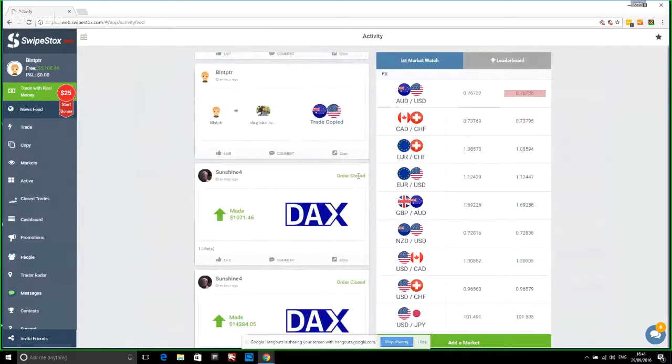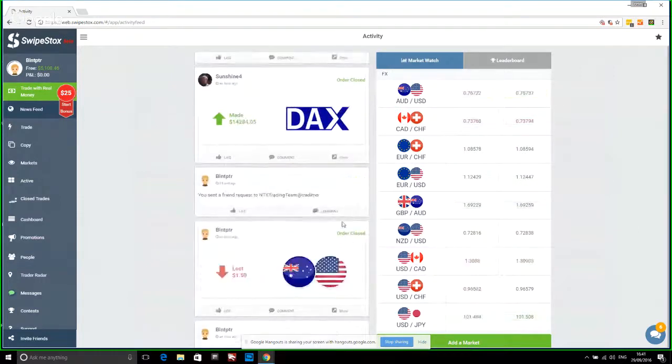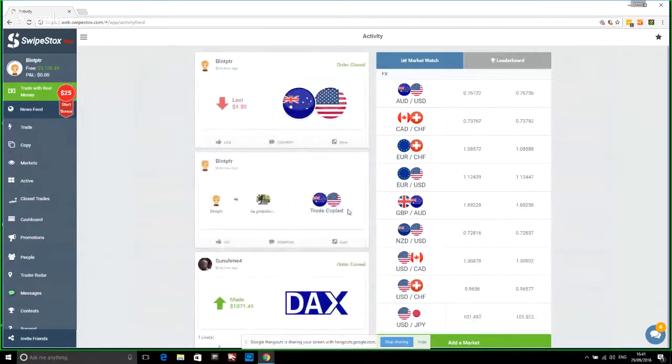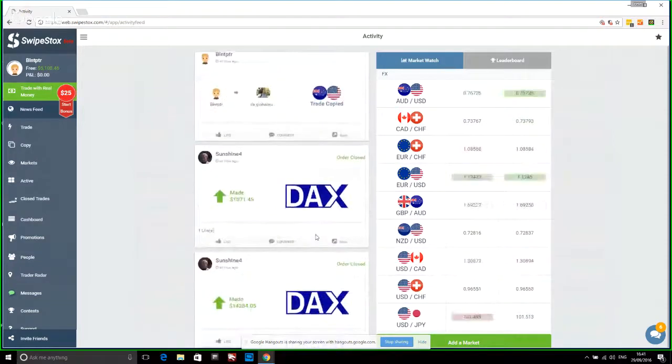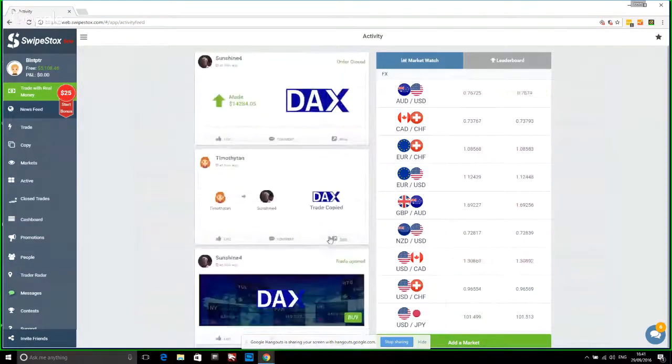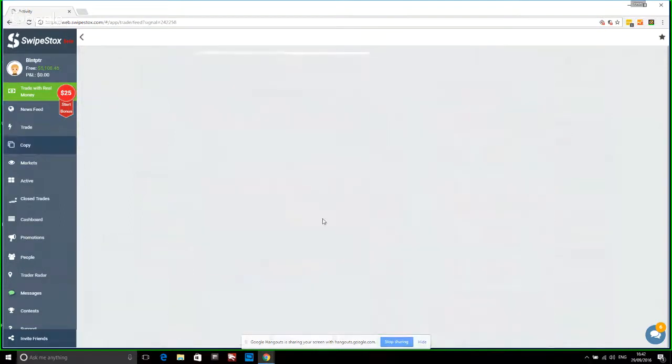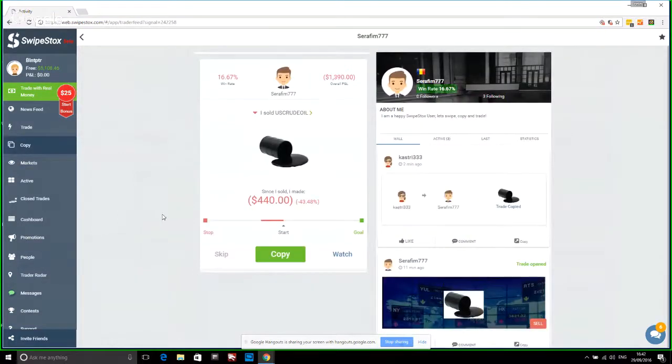If they have a trade that's still open, let's look for an open trade. Here it says order closed, so we can't execute this one. That was me copying a trade. Okay, here we have Timothean copied Sunshine. It's a DAX trade. DAX is the index for the top 30 German shares.